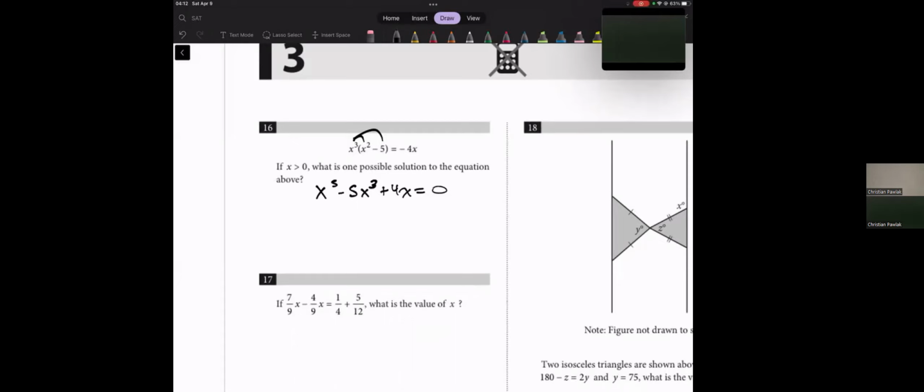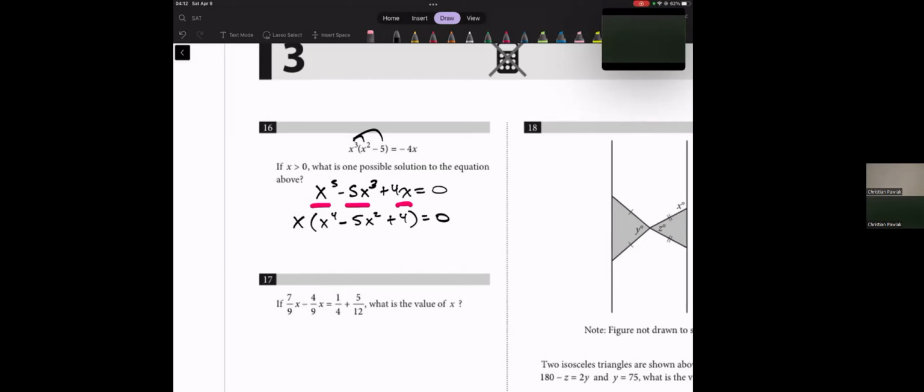So now I'm going to try to see if I can factor this. All of these have an x in them. That's kind of nice, so I take that x out. I'm left with x to the 4th minus 5x squared plus 4 is equal to 0.